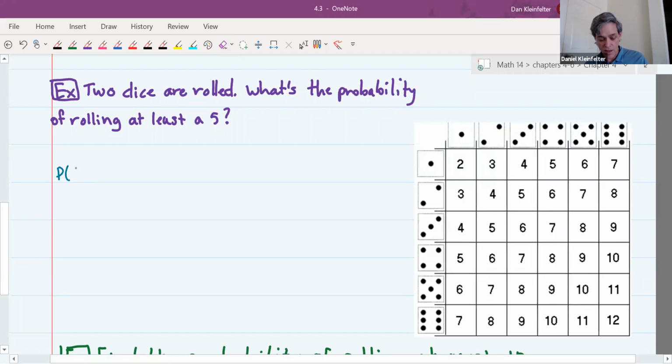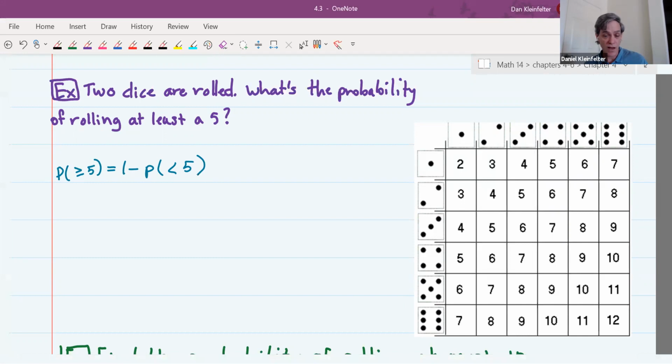So the probability of getting at least a 5 would be 1 minus the probability that that doesn't happen. If you don't have at least 5, that means you have less than 5. At least 5 would be 5 or more. If that fails to be true, then you have fewer than 5, so that'll be 4 or less. And it turns out that's easier to calculate.